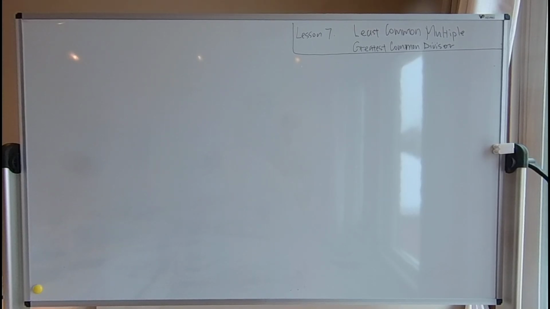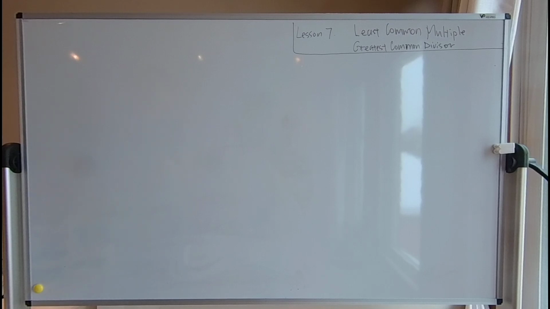To learn the third part of number theory, which is the least common multiple and the greatest common divisor. So let's start from the least common multiples. Well, what is a common multiple? We have learned a lot so far about multiplications, multiples, factors, prime factorizations, right?